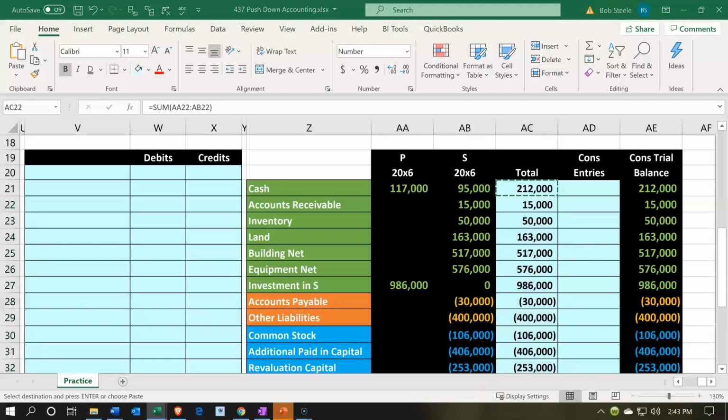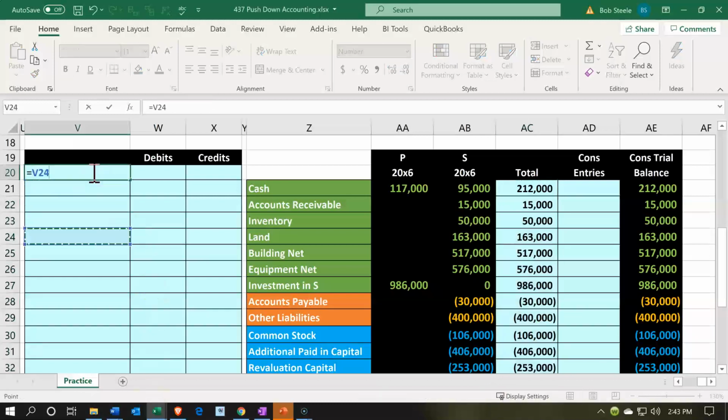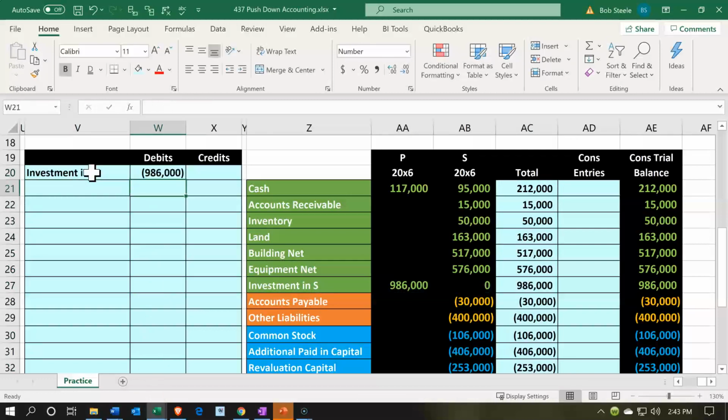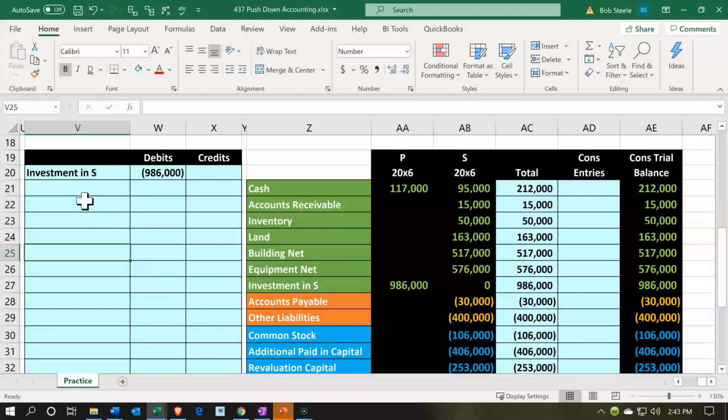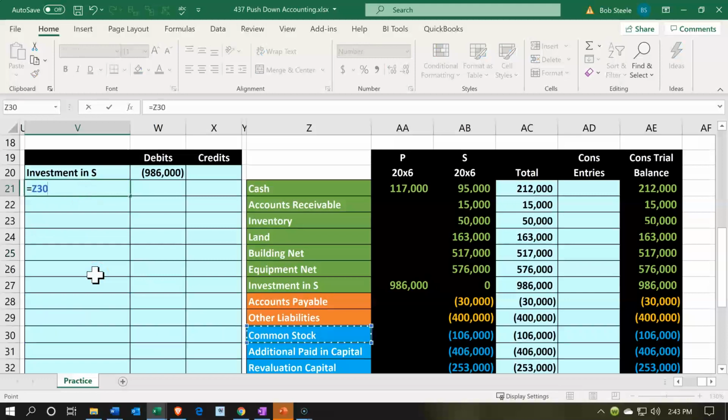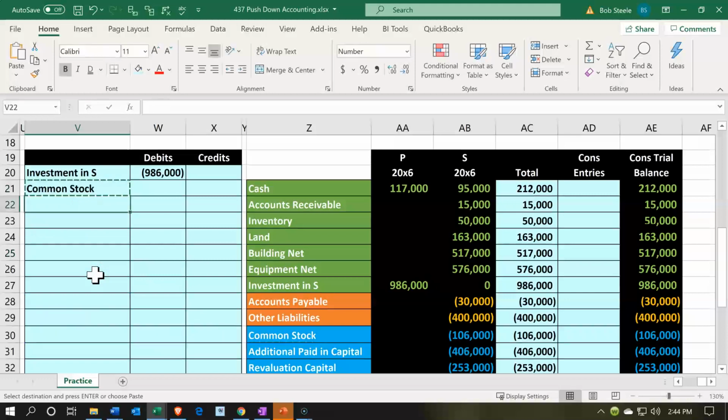So the standard elimination should be fairly straightforward again, given the fact that we did the push down method, right? So let's take a look at what would happen. We're going to say, all right, the investment account's got to go off the books. So investment goes off the books, and that's going to be for the 986, and then I'm going to remove all of the equity accounts for S. So then I'm just going to go straight down the row here. I'm going to say this equals the common stock, and then maybe even just copy this and paste it down to the dividends. That looks good.